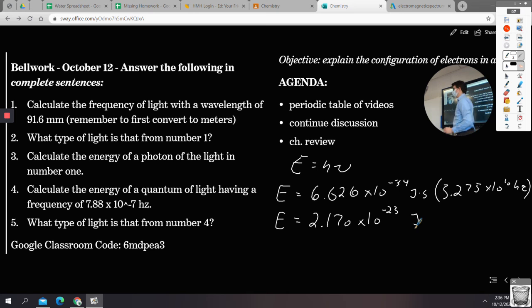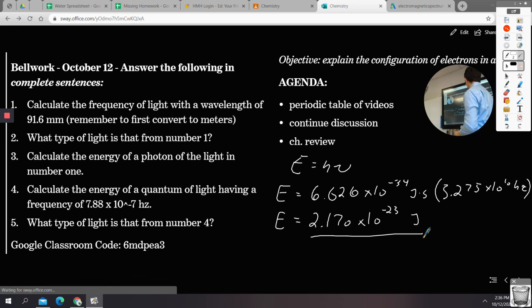A lot of energy or a little energy? Look at the number again. 2.170 times 10 to the negative 23rd joules. A little, right? Because if we wanted to rewrite this, we would write it as 0.000 with 22 zeros and then 2170. So it's very, very small. How much energy does this photon of light have? It's a little tiny bit. A photon is a little tiny thing, so it has a little tiny bit of energy.